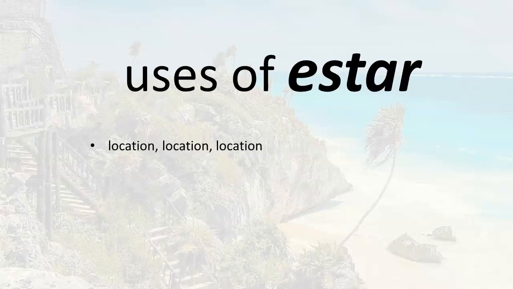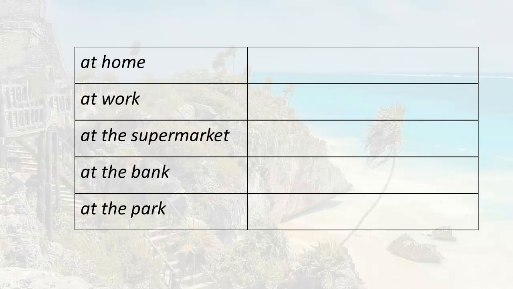The first rule is location, location, location. We use the verb estar when we're talking about the location of people and objects. Let's take a look at some examples. The first thing is a little bit of vocabulary. These are places that we can use to talk about where someone or something is located.